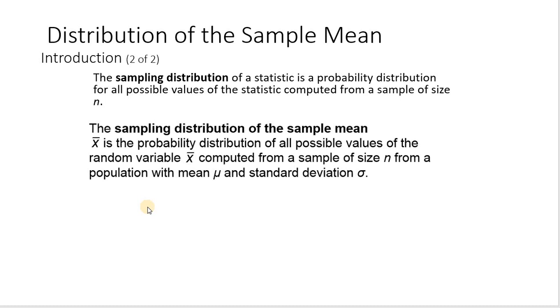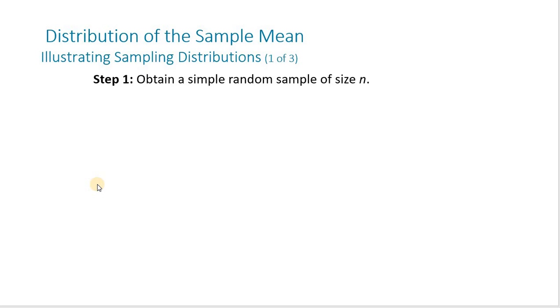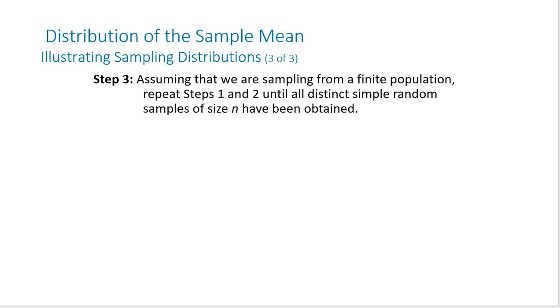The first step in creating the distribution of the sample mean is to obtain a simple random sample of size n. Then we compute the sample mean. Then, assuming that we are sampling from a finite population, we repeat steps 1 and 2 until all distinct simple random samples of size n have been obtained, which means we're done sampling the entire population and we're done computing the sample mean for each of these samples of size n.